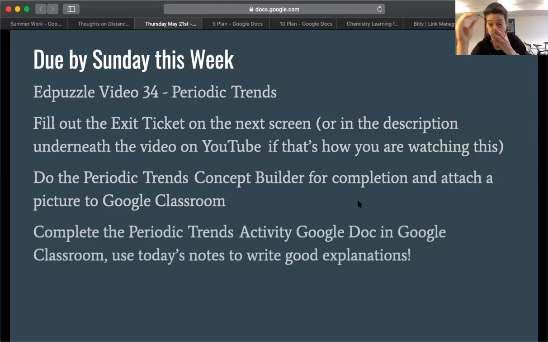Then the thing that is graded for accuracy this week is the Google Doc and Google Classroom. For that, some of it is just multiple choice. And then for anything where I say you have to write stuff out, it is these explanations in the notes that you want to pattern your answer after. So kind of like from top to bottom down a group, something decreases because the distance increases, so you have decreased attraction, that sort of thing. So that activity actually should be pretty easy if you have your notes in front of you.